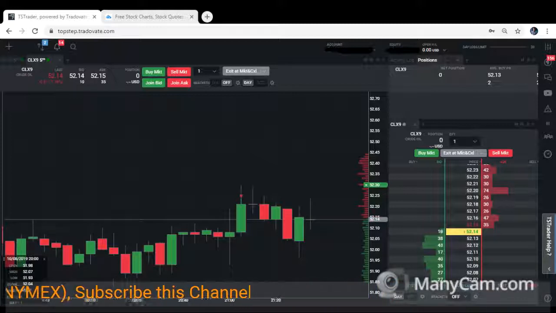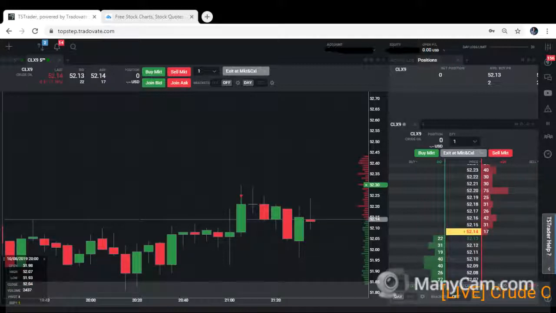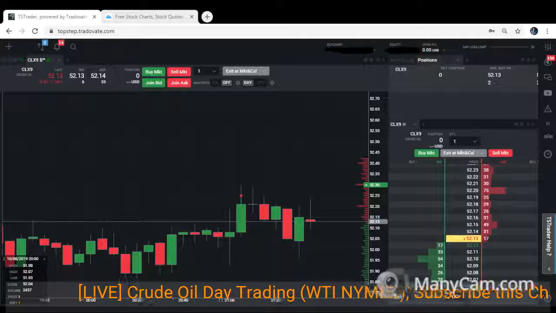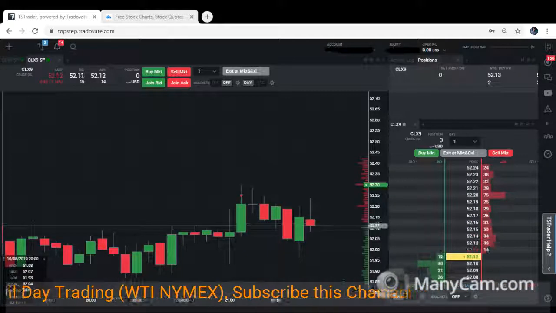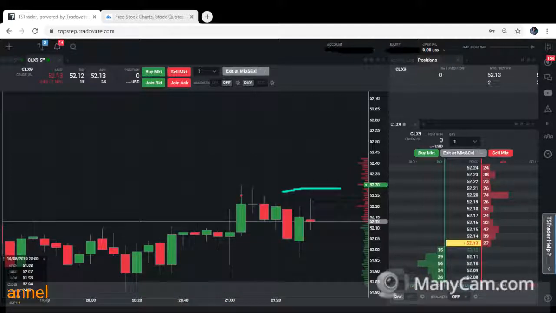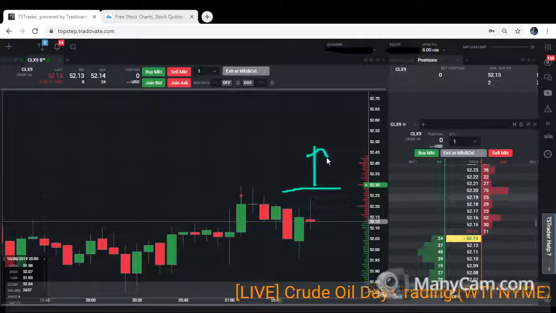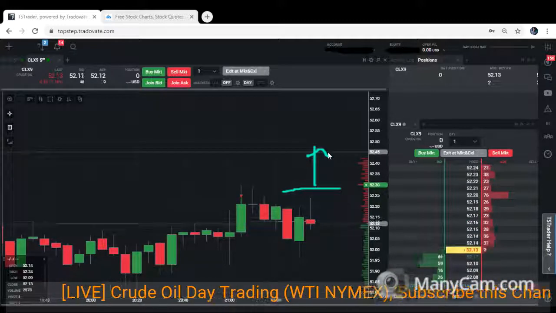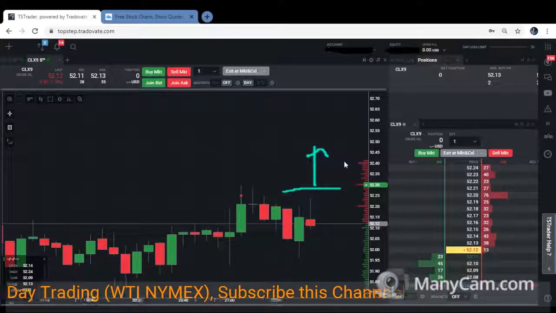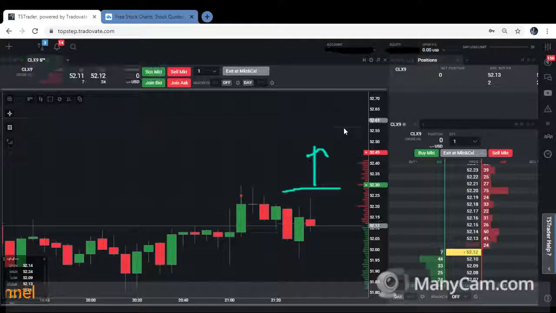So in this video I will show you how I do the scalping trading for US session day trading. At this moment we have one buy signal which is at 52.30. So this might lead to further upside price movement. The target is around 52.45, which is around 15 ticks. That's the first target.